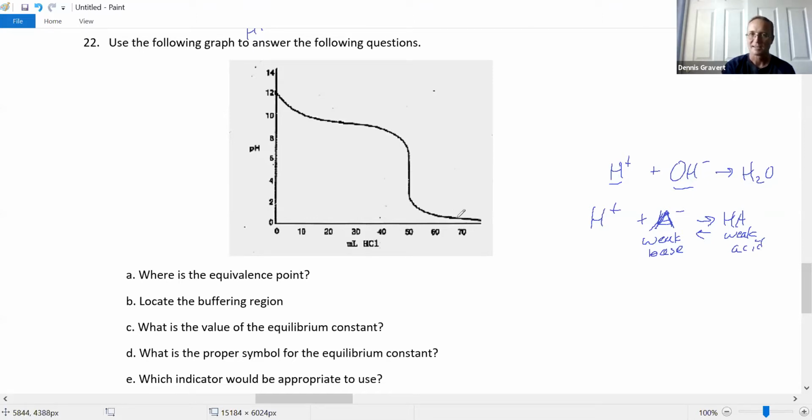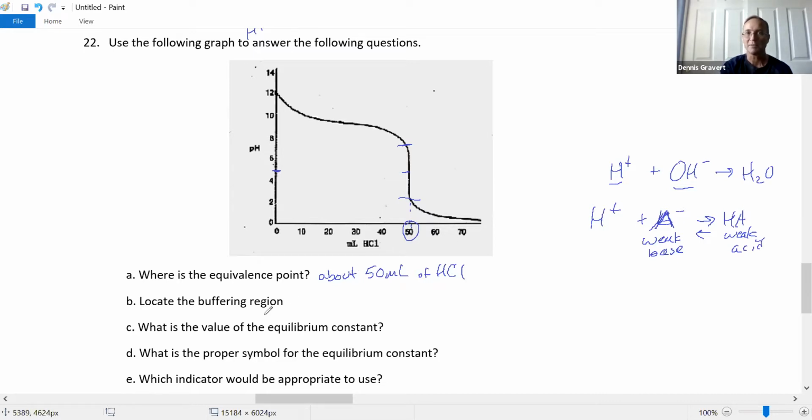So where is it? Well, it's where this becomes a steep line. That's your equivalence point. It's about 50 milliliters of HCl. That's where the titration should be ending. We're at 50. And if you go from right here to here, halfway, it looks like it's about 4.5. Yeah, that's not 7. But where it goes vertical is where the equivalence point is, where you've had an equal number of base as acid.